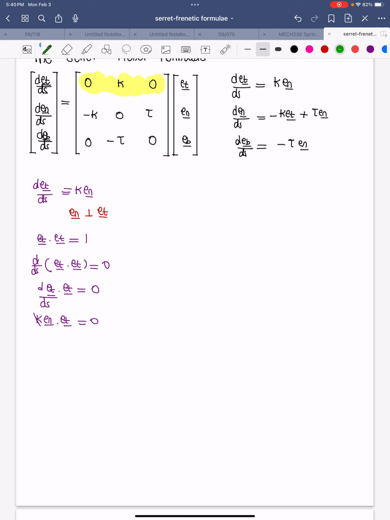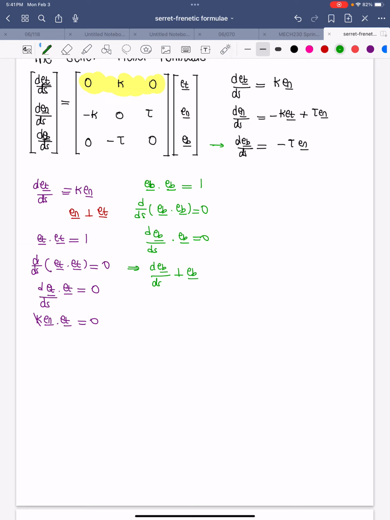Secondly, let's show this equation that deb by ds is equal to minus tau en. I'm going to start by showing that eb and its derivative are perpendicular. Starting with the same property that eb is a unit vector, I have eb dot eb is equal to 1, d by ds of eb dot eb is equal to 0, meaning that deb by ds is perpendicular to eb.